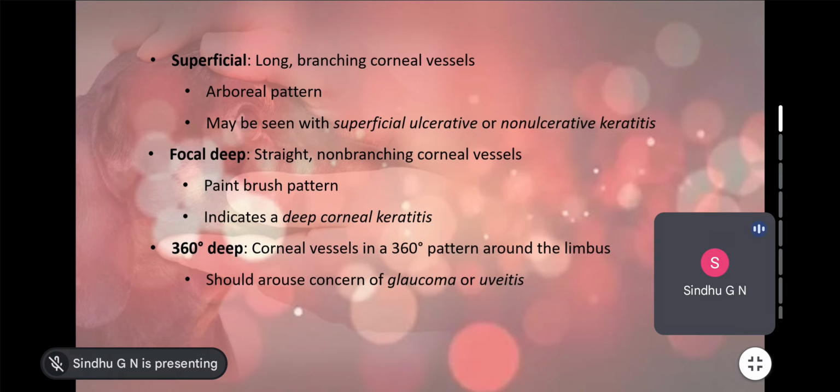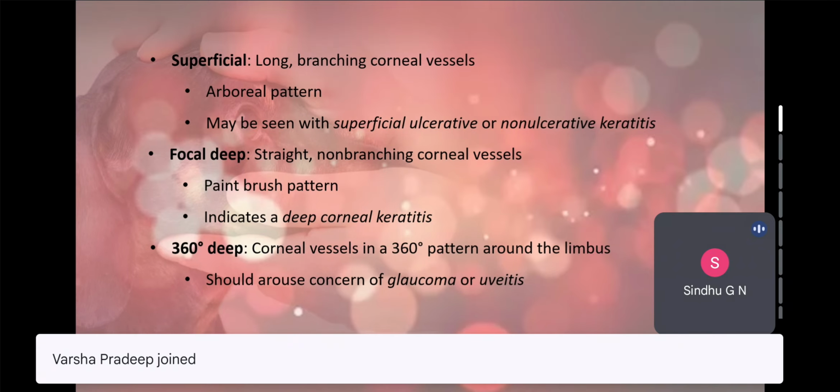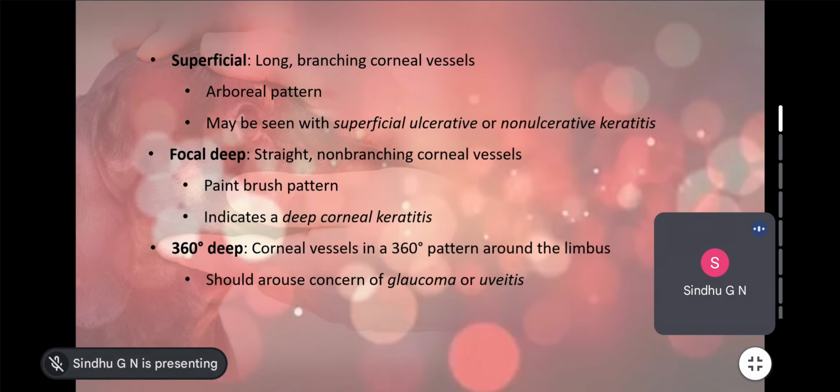from the limbus, paintbrush pattern of blood vessels are there, means there is an injury or corneal ulceration which is deep near that 2 o'clock angle. If it is 360-degree around the cornea from the limbus, there is deep vascularization, means it is indicative of something inside like glaucoma or uveitis.